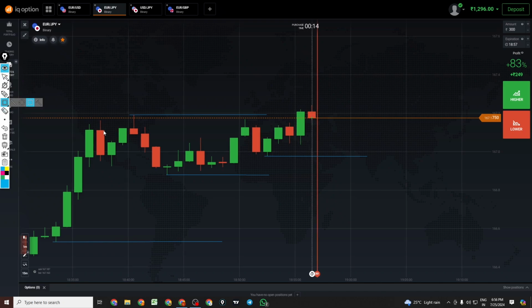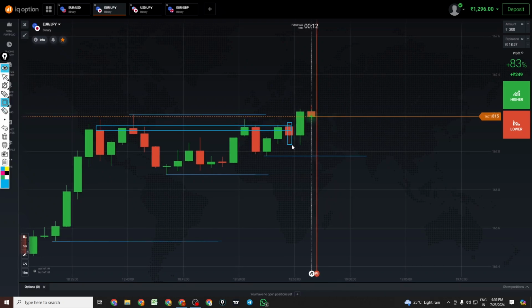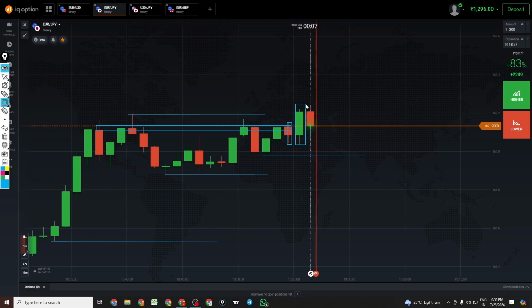See, same in this pair also. Here, sellers are entering, but I don't have a small confirmation. I need some small confirmation. That's why I didn't take the trade. See, buyers are entering.